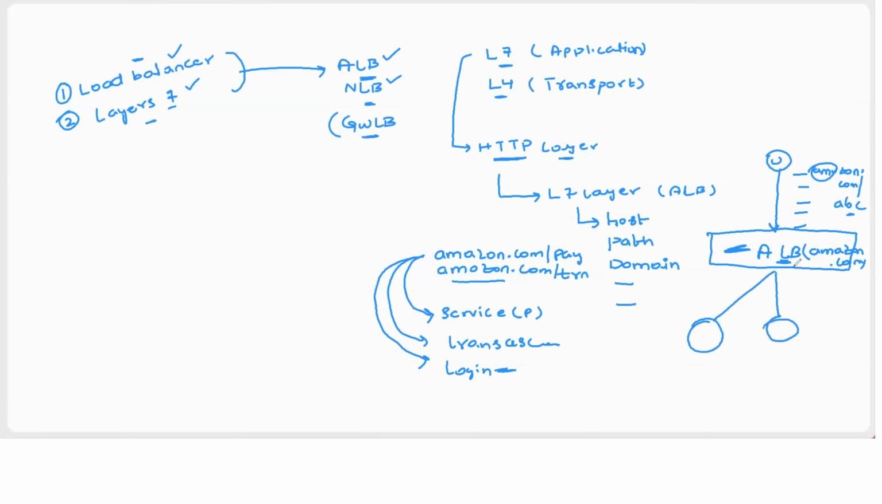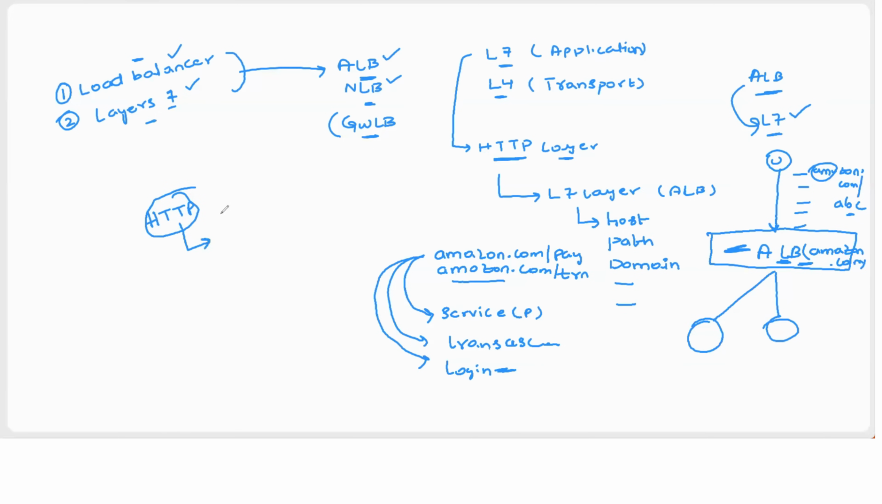Okay, so who can make this decision? The application load balancer. And because you are doing this at the application layer, that's why this is called an L7 load balancer. Okay. What are the other capabilities? At L7, you can intercept the HTTP request that the user is sending, and you can read the HTTP request.